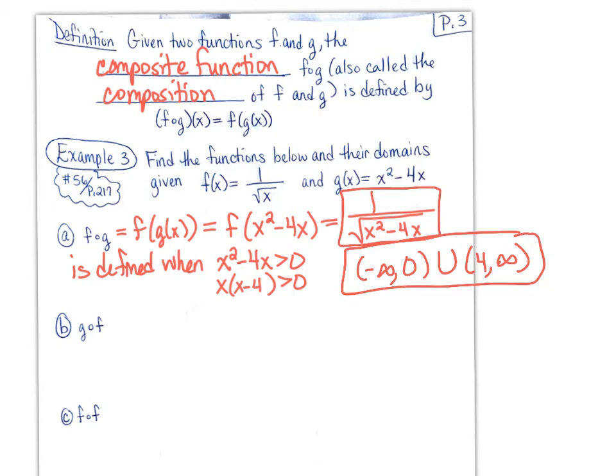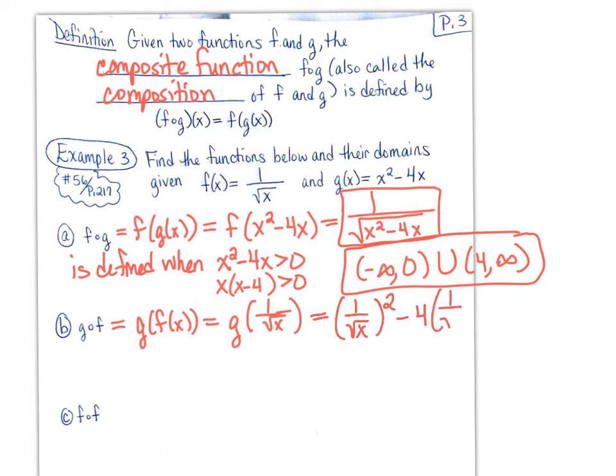So now, with g composed with f, that's g of f of x. F of x is what? What's f of x? 1 over square root of x. So now we're substituting that in. Good. We're substituting 1 over square root of x in for x in g of x. So that gives us 1 over square root of x quantity squared minus 4 times 1 over square root of x. That's equal to 1 squared over the square root of x squared, which is just 1 over x, minus 4 over the square root of x.